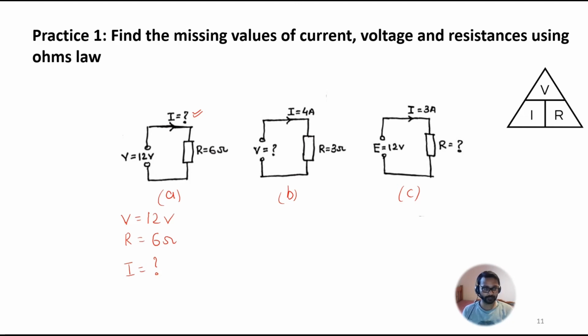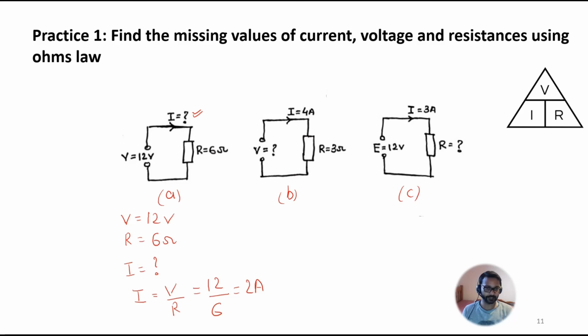Now we have the triangle over here, so we can directly write the equation for current. It will be voltage divided by resistance R. Now, do we need to convert any of these units? I don't think so. Both are in SI units, right? So the value of voltage is 12 and the value of resistance is 6. So the value of current, if you solve it, will come out to be 2 amperes.